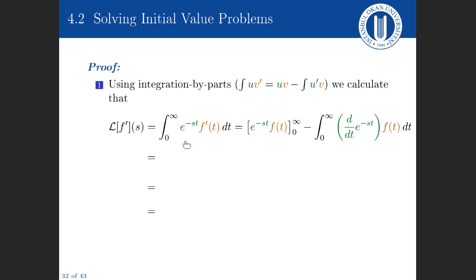So, the Laplace transform of f prime, that's the integral of e to the power minus st f prime. This green function I'm going to call u, and the orange function I'm going to call v prime. By integration by parts, that's just uv, e to the power minus st, f of t, and then minus u prime v, or minus the derivative of e to the power minus st, times f of t.